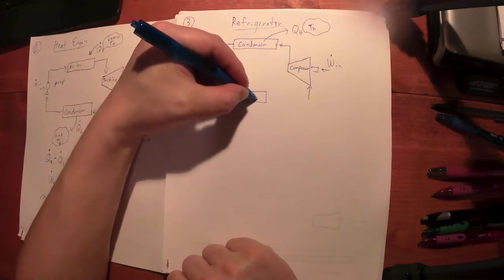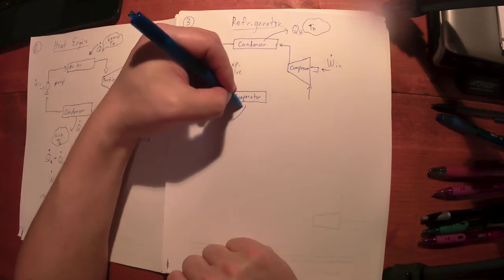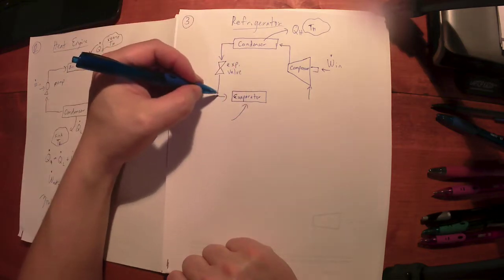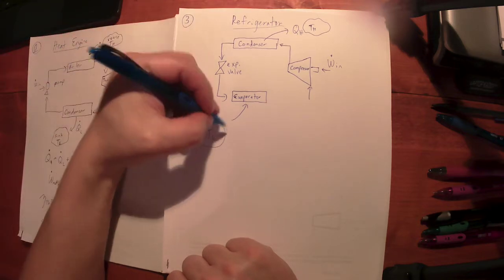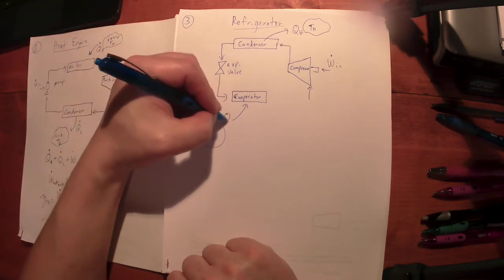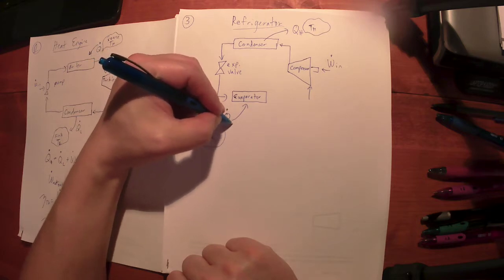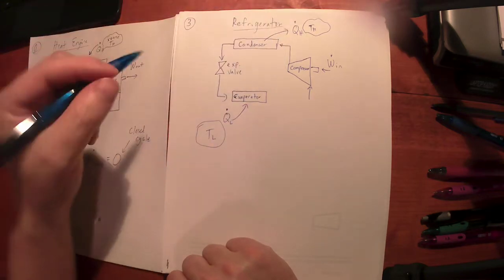that when we run it through another heat exchanger we call the evaporator, we want the refrigerant to be colder than the low temperature reservoir down here, so we will actually absorb heat from the low temperature source.